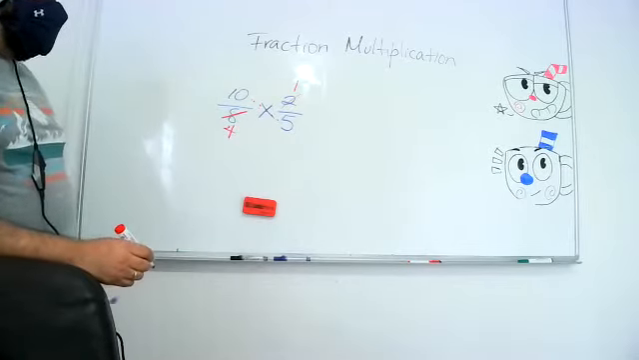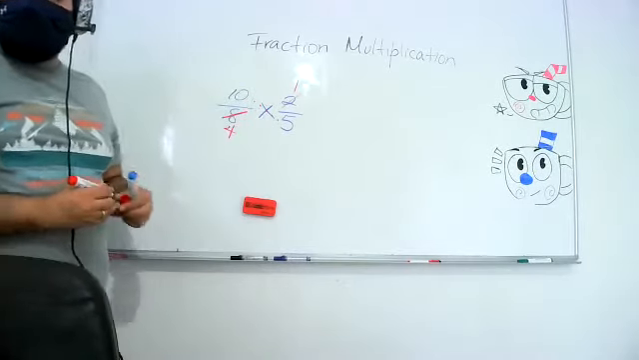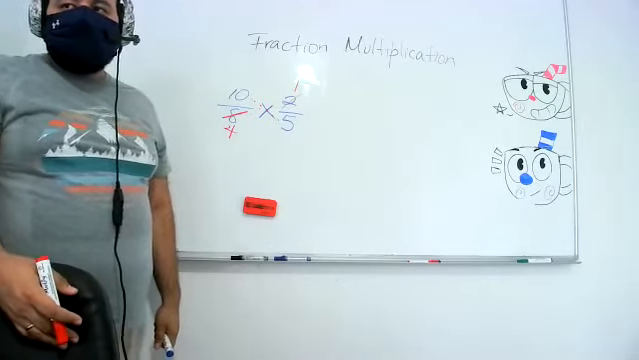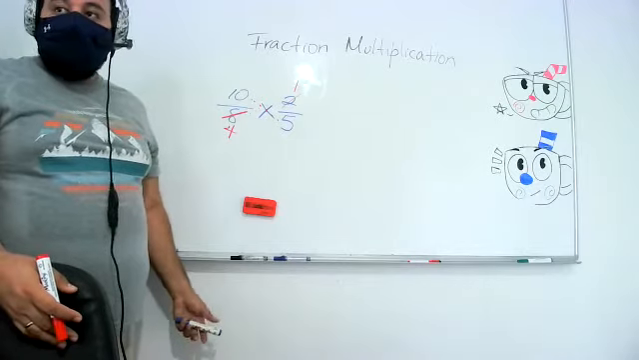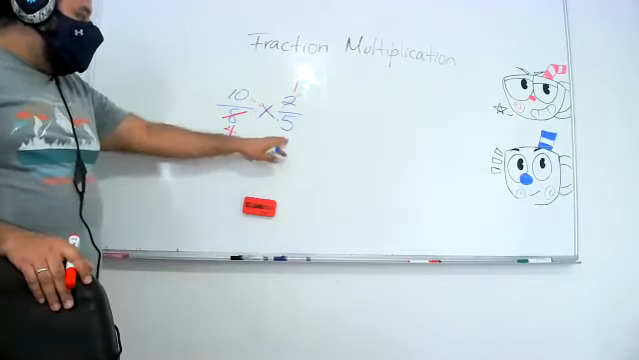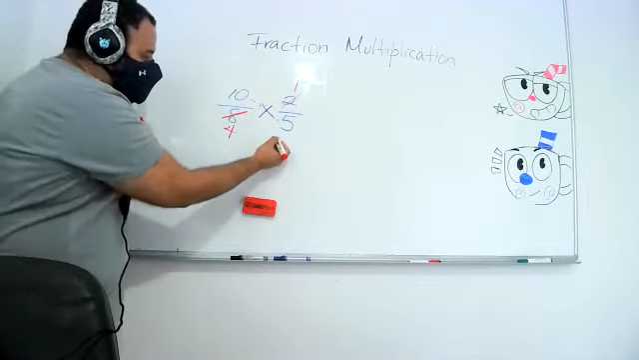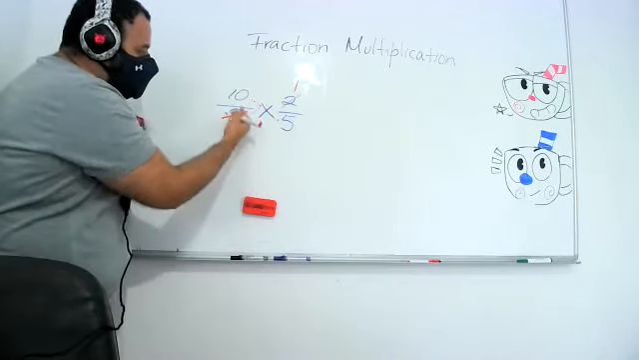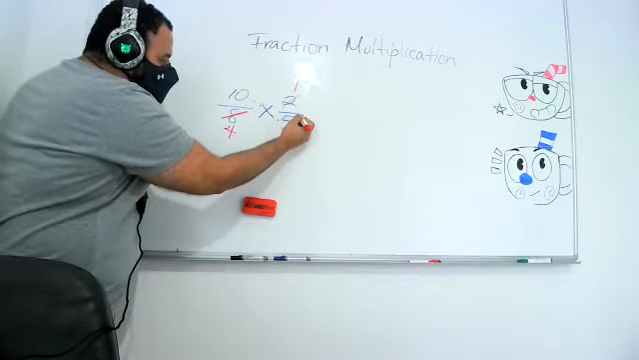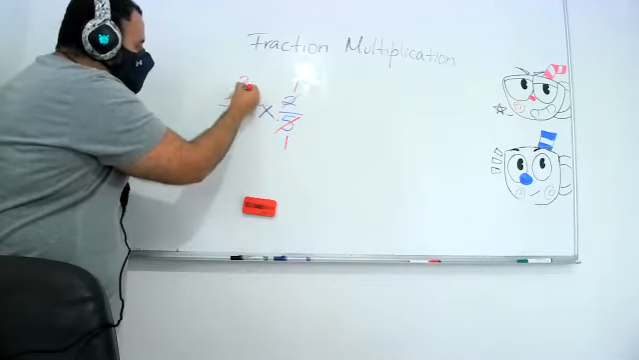Okay, now check. I think there is something in common between 5 and 10. Is not 10 a multiple of 5? Yes or no? Yes, because 5 times 2 is 10. So I think I can simplify 10 and 5. 5 simplified by 5 is 1 and 10 simplified by 5 is 2. Okay, 5 divided by 5 is 1. 10 divided by 5 is 2.